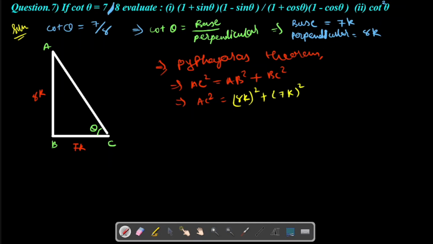Okay, now we have to find AC. So we just have to calculate this all. AC square is equal to 8k square. So what is the square of 8? 8 is 64, right? 64k square plus 7 square, which is 49k square, right? But now what we can do, we just add this. Here 9 plus 4 is 13, so 13, 1 carry, and it is 11, so 113, right? And k square.